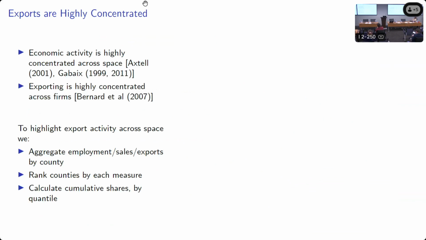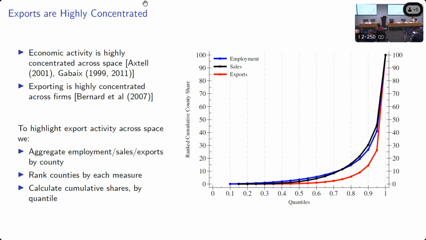What are we actually going to do? We're going to aggregate employment, sales, and exports by county. We're going to rank counties by each measure. Counties don't have to be aligned across measures, but we're going to rank them by each measure and calculate cumulative shares, with 20 quantiles. So this is what it looks like. You can see that employment and sales are both pretty concentrated. We know that. But if you look at exports, it's much, much more concentrated than employment or sales. That's an aggregate, and that's what you'd expect from many of our models.